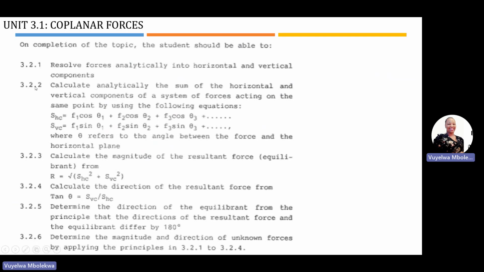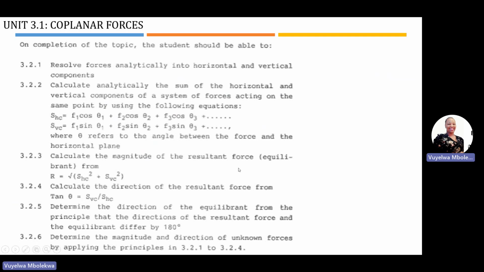Then 3.2.2 says we must calculate analytically the sum of the horizontal and vertical components of a system of forces acting on the same point by using the following equation. So you can see here that to calculate the horizontal components, you're going to use cos, meaning all your angles, you must use the angle that the force makes with the horizontal component. And to calculate your vertical components, you're going to use sine, which means your vertical component must be opposite to the angle for you to use sine.